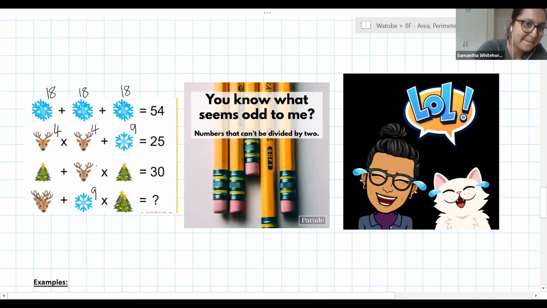Nice. And then for the third one, since the reindeer is 4, I said 4 times 6 equals 24, plus 6 equals 30. Good. And then for the last one, since I know that the snowflake is 9 and the reindeer is 8, so the 2 reindeers equals 8, plus 2 Christmas trees is 12. I said 9 times 12 plus 8 equals 116.